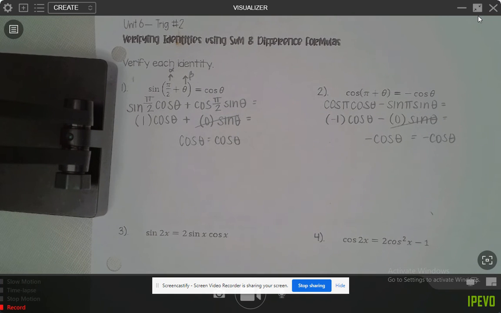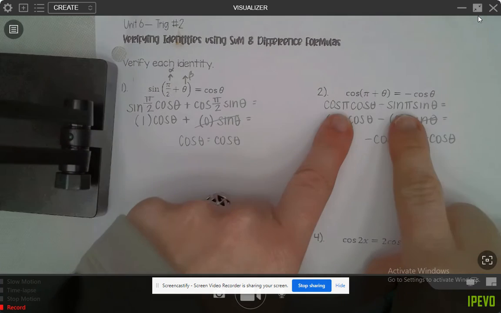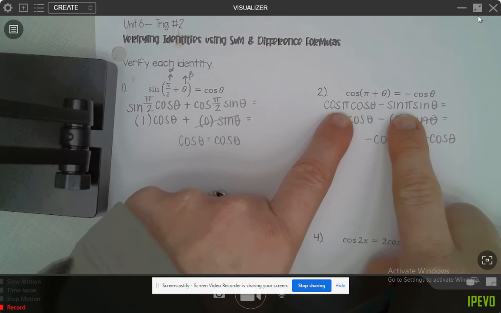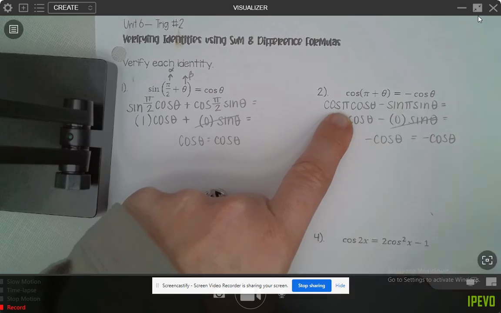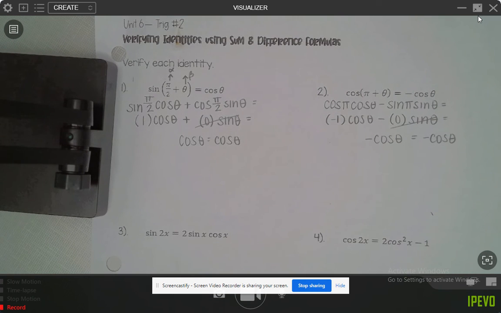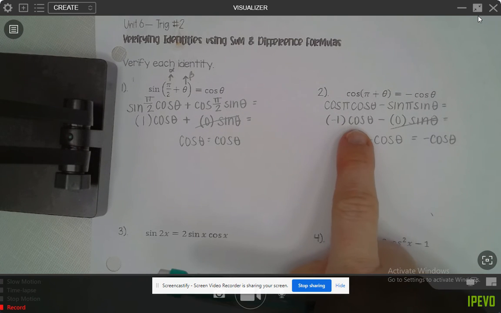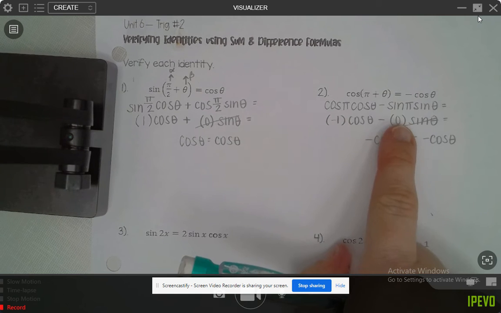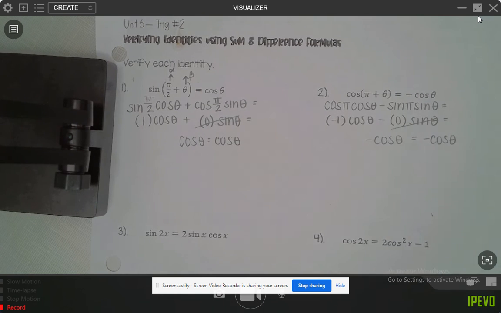Did we all get it? Use your sum formula for cosine, yes? Yes? Talk to me. Come on. Because tomorrow and Wednesday are short days, so I'm not going to be teaching a lot. It's going to be a lot of practice. Cosine of pi, max, 0, min, that's -1. Cosine of theta comes down, minus the sine of pi, 0, max, 0. 0 times sine goes away.